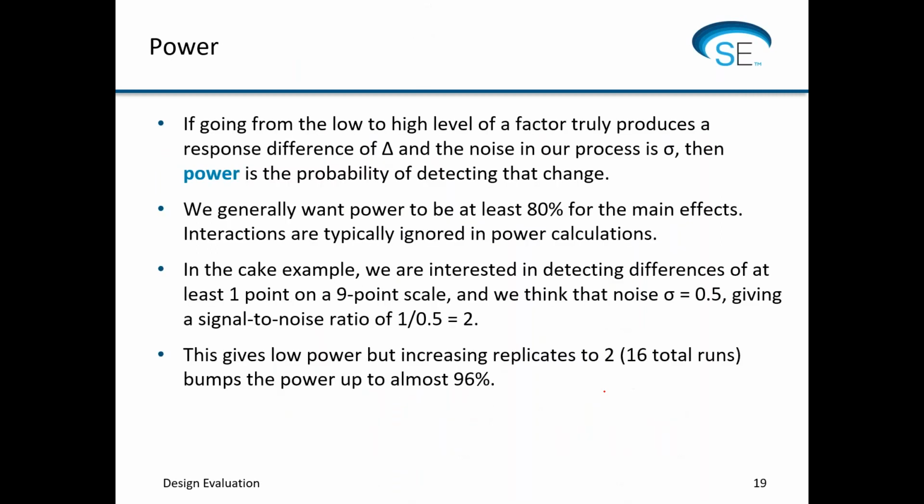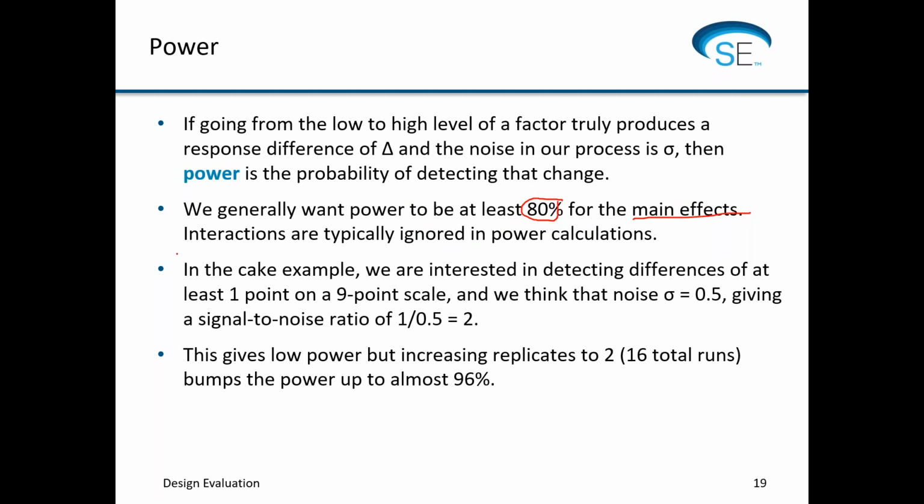So power is this: if going from the low to a high level of a factor really does produce a response difference of delta, and the noise in the process is sigma, then power is the probability of detecting that change. Our rule of thumb is we usually want power to be at least 80%. Otherwise, there's a good chance your experiment's not going to detect anything. And we typically only look at main effects for power. We don't usually consider interactions.